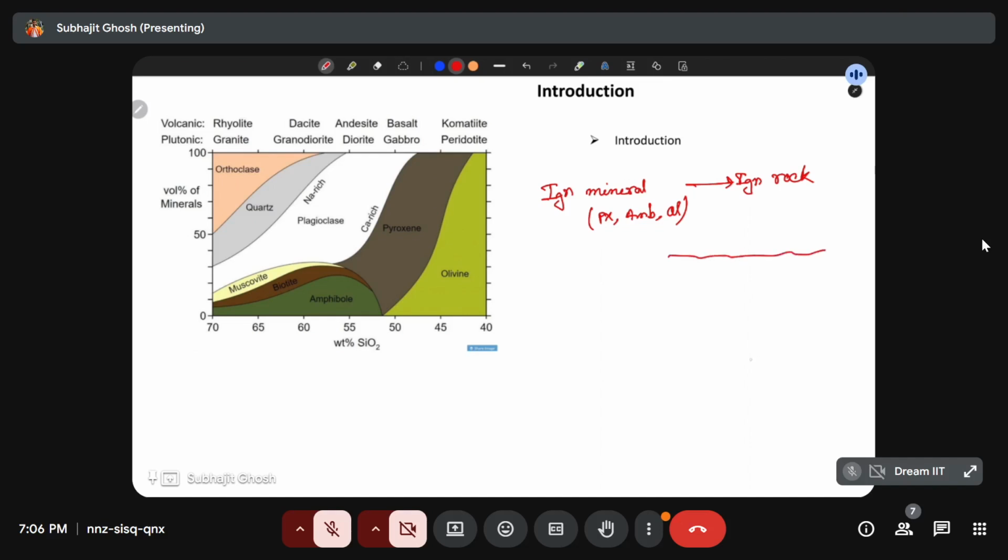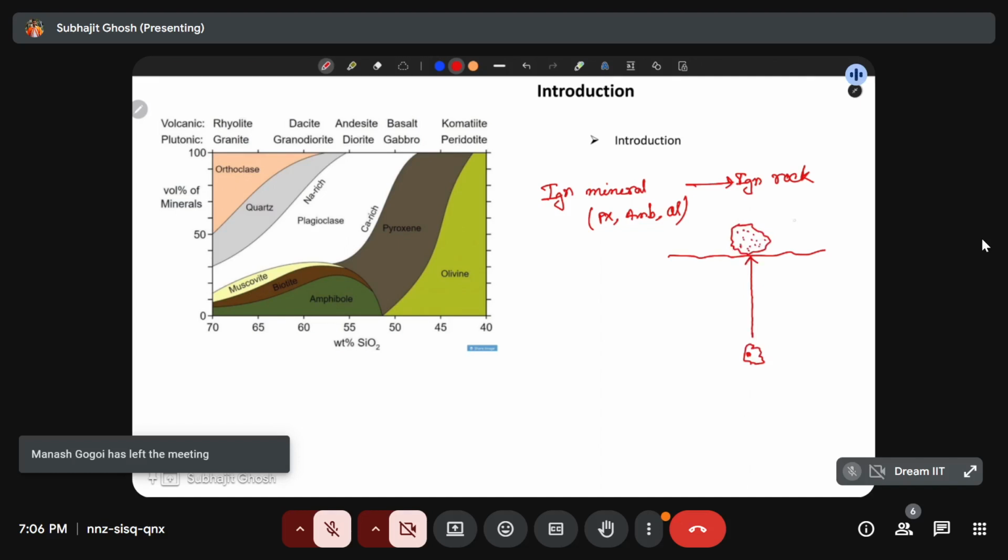Like that, the melt, if it comes up to the surface suddenly and cools all of a sudden, it forms very small grains. Then it will form the volcanic rock. You all know about it. This is the volcanic rock.